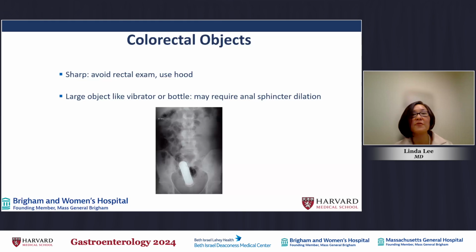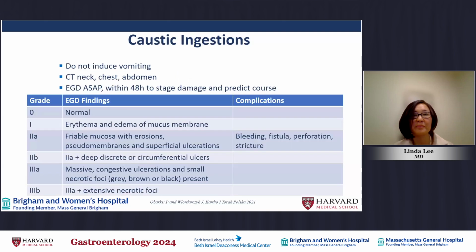Colorectal objects, if it's a sharp object, don't do a rectal exam, use a hood. If it's a large object, as you see there, like a vibrator or a bottle, it may require anal sphincter dilation. This can be very, very difficult to remove endoscopically.